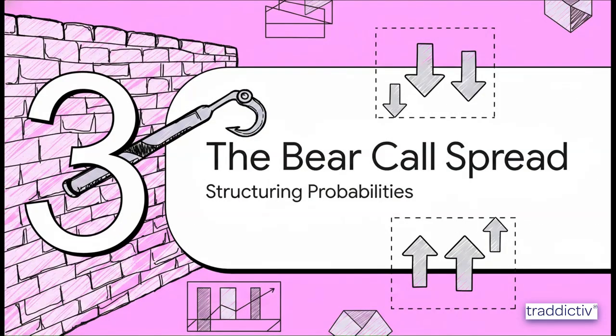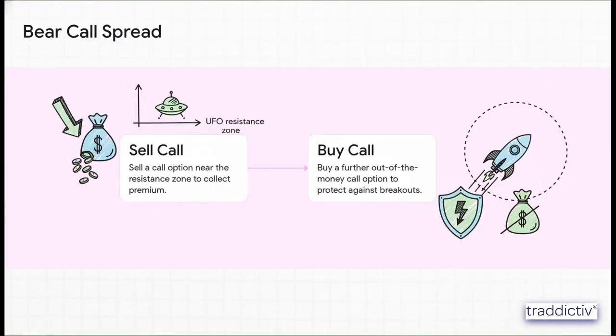Moving to Section 3, the bear call spread, structuring for probabilities. Knowing that resistance usually holds, instead of just shorting the market and crossing our fingers that it drops like a stone, we can use a defined risk strategy called a bear call spread. Here's how you build it from the ground up. Step 1, you sell a call option right near that UFO resistance zone. By doing this, you collect an upfront premium that's cashed directly into your account.